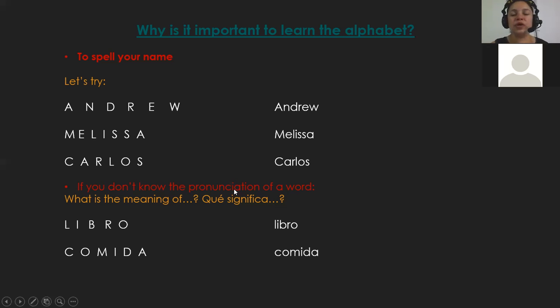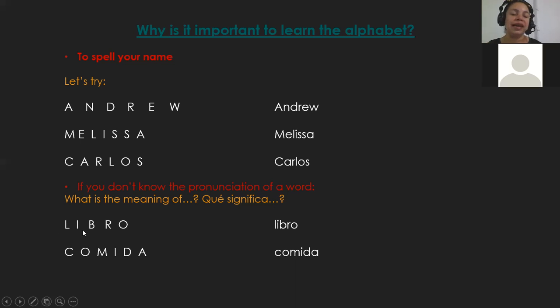So when you want to know a word in Spanish, you can say, ¿qué significa? And if you don't know how to pronounce that word, you can spell that word so that the Spanish speaker can know exactly what you mean. Are you ready to spell these words?